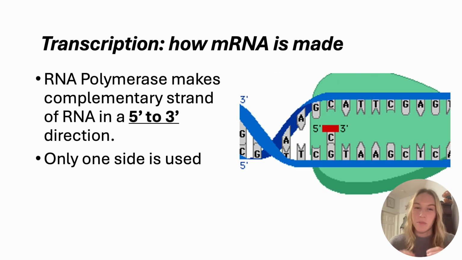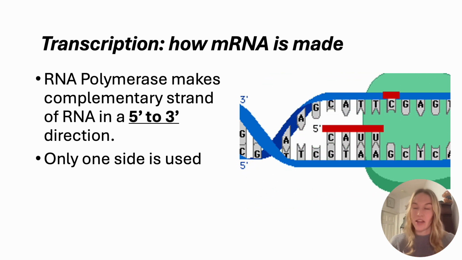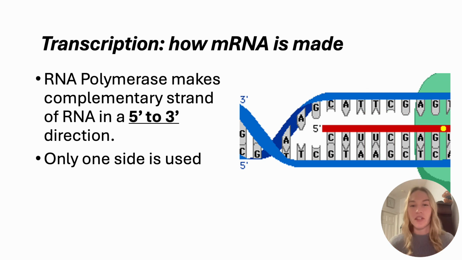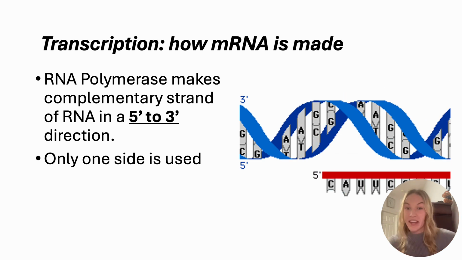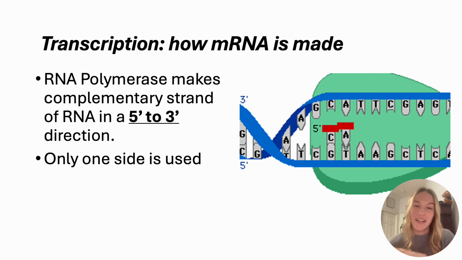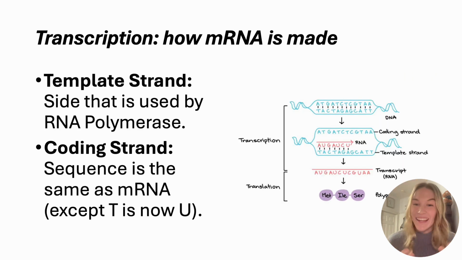But we have to add a little bit of nuance to this, because it's very easy to think, oh, okay, only half of my genome is used, meaning only half of my DNA strand is used, the 3' to 5' strand. That is not true. For any given gene, you will have the template strand and the coding strand. The template strand is the one that RNA polymerase is actually sitting on top of. And so that is going to be the one that is complementary to the final RNA strand, whereas the coding strand is the sequence that is the same as the mRNA, except we replace any T with a U.